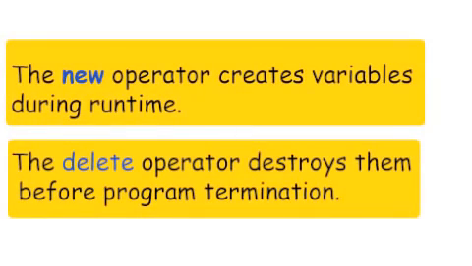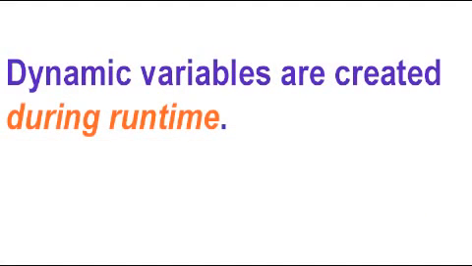In dynamic arrays, two special operators are needed: the new operator for declaring variables during runtime, and the delete operator for destroying the variable created during runtime. Yes, dynamic variables, including dynamic arrays, can be created during runtime when a program is running.